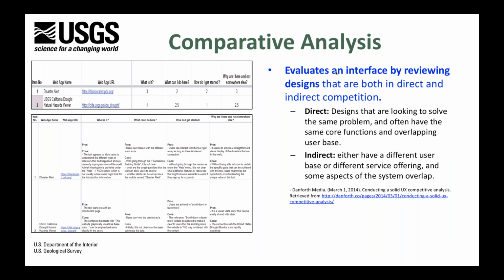So for this phase, there are many different techniques that might be able to help us in deciding how we want to structure our information. But for HERA, I used the technique comparative analysis. Comparative analysis is basically a technique that allows us to evaluate different interfaces by reviewing their designs. And these interfaces can come from both direct and indirect competitions. When I say indirect, basically it's another tool or another service that's trying to address the same type of question or same type of problem.